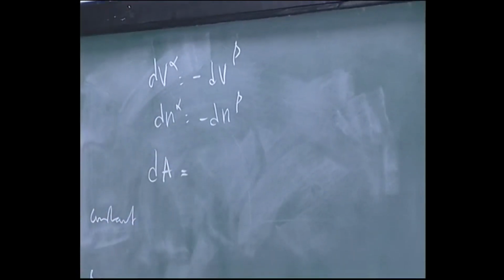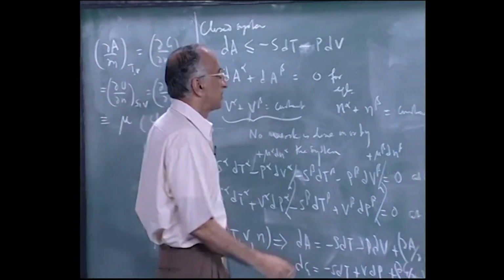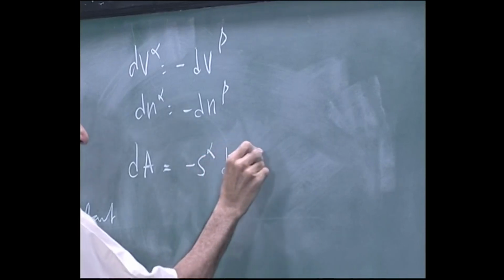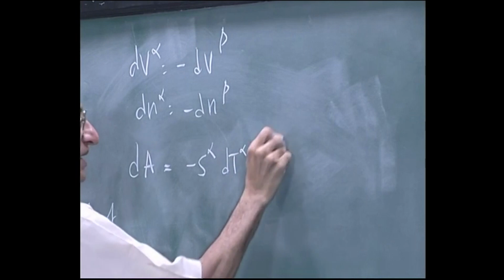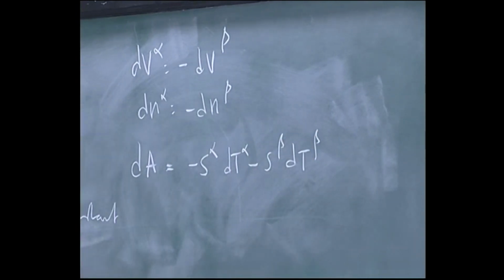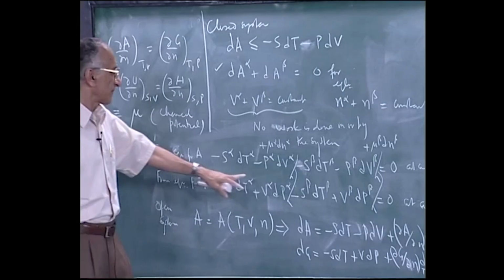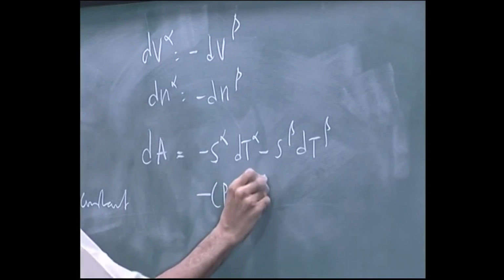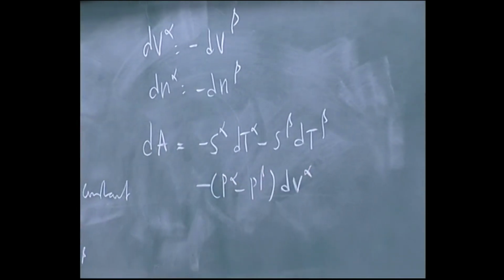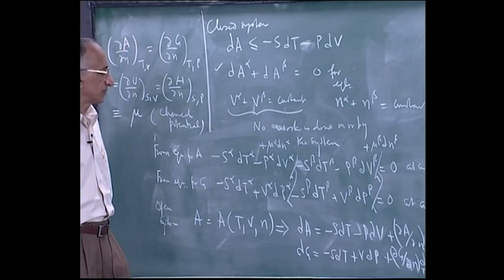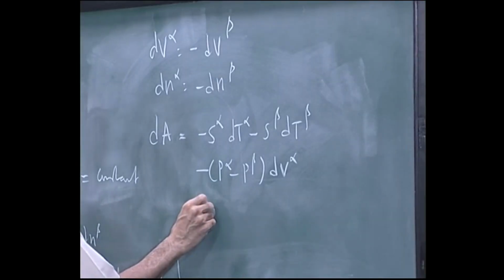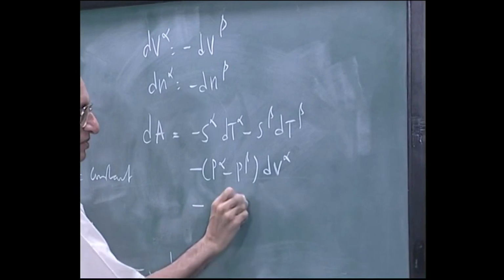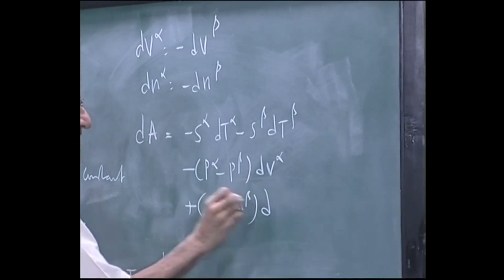So I have dA for the whole system is equal to minus S alpha dT alpha minus S beta dT beta, then minus P alpha minus P beta into dV alpha, minus mu alpha minus mu beta, this is plus dN alpha.